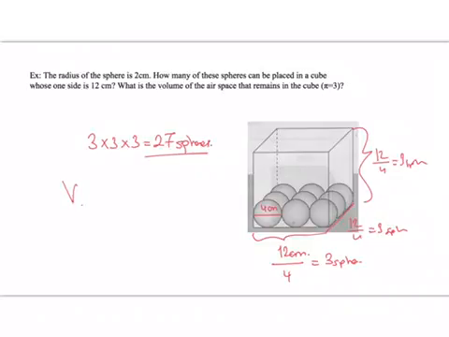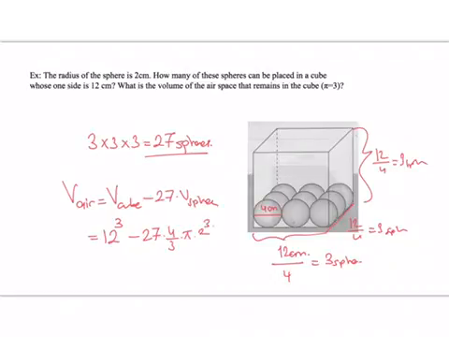The volume of airspace is equal to the volume of the cube minus the volume of the 27 spheres. So which is equal to 12 to the power 3 minus 27 times 4/3 πr³, which is equal to 864 cm³.